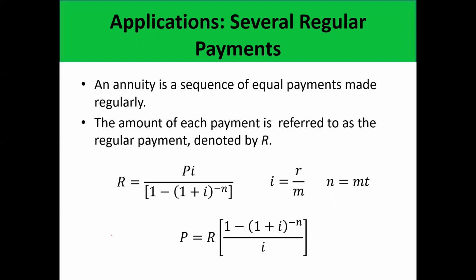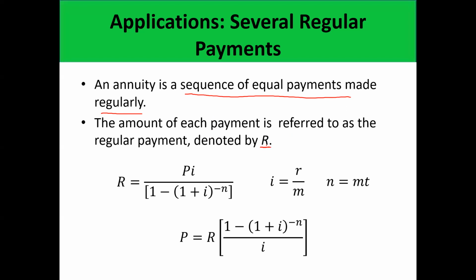Let's say for each month for 2 years, or for each quarter for 2 years, depending on the contract or agreement. So these applications are actually annuities. An annuity is a sequence of equal payments that is made regularly. And the amount of each payment is referred to as the regular payment, which is denoted by capital R.